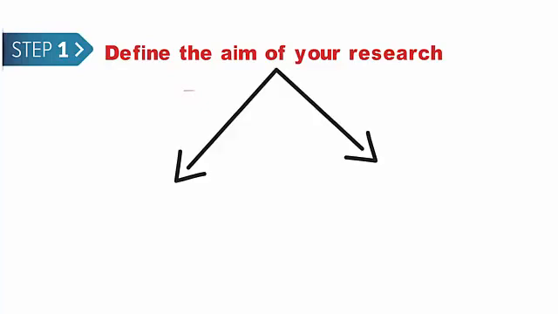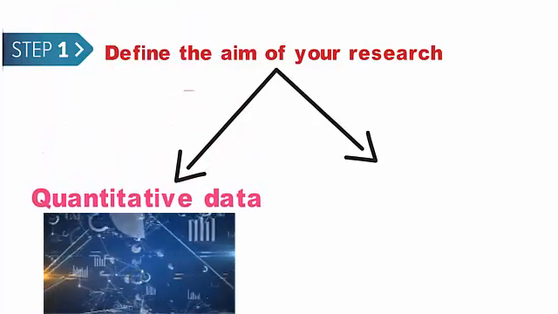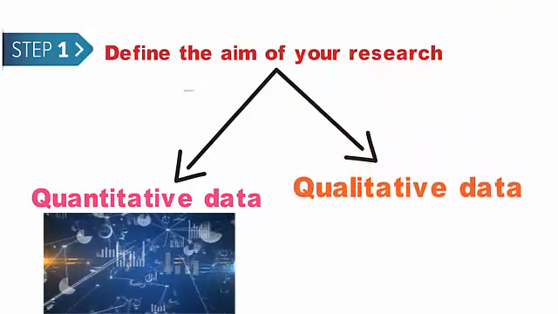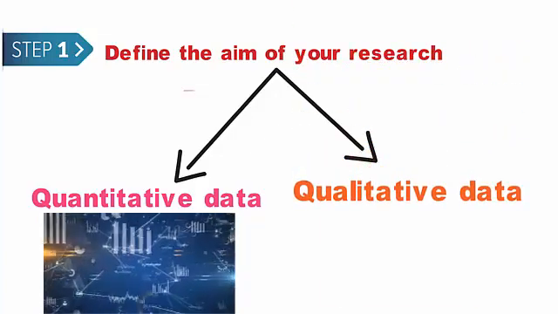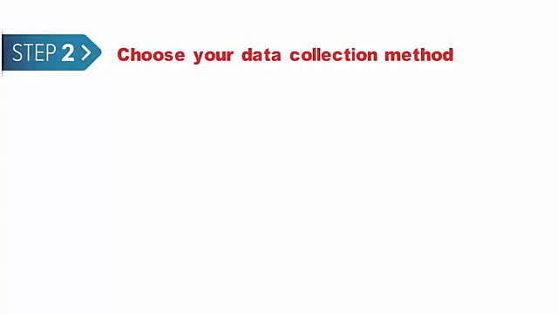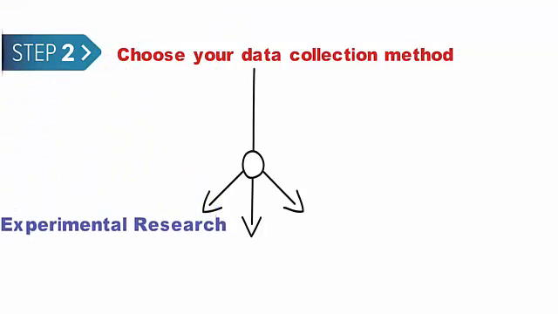Quantitative data. Quantitative data is expressed in numbers and graphs and is analyzed through statistical methods. Qualitative data. Qualitative data is expressed in words and analyzed through interpretation. Step 2. Choose your data collection method. Based on the data you want to collect, decide which method is best suited for your research.